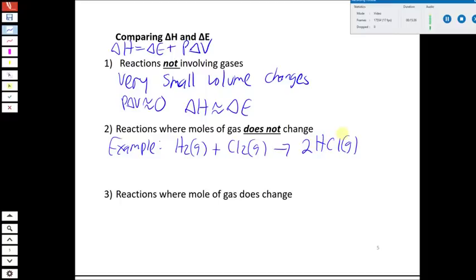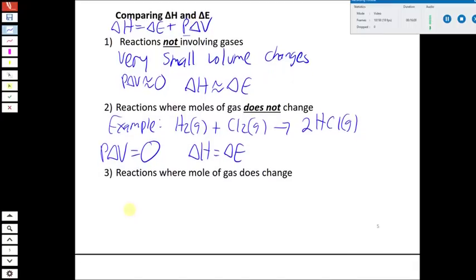So in a reaction where the moles of gas doesn't change, this will also make more sense after Chapter 8, that means this product, P delta V here, is equal to 0. If there's no change in the number of moles of gas, there's also no change in the product of pressure and volume. So in this situation, delta H is equal to delta E, because this whole term goes away, and the two become equal to each other. For some gas phase reactions, if you're not changing the number of moles of gas, then you're going to have delta H and delta E being exactly the same.